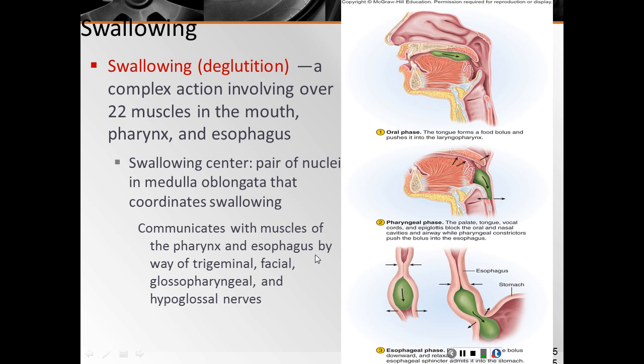Alright, so the very first phase, or the buccal phase, is under voluntary control. We have the tongue that's going to connect with the food, then it's going to press it against the palate, of course.